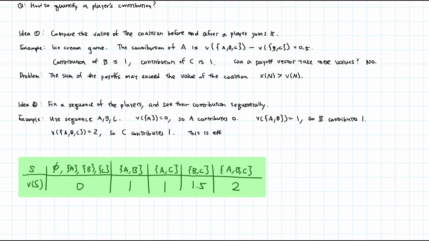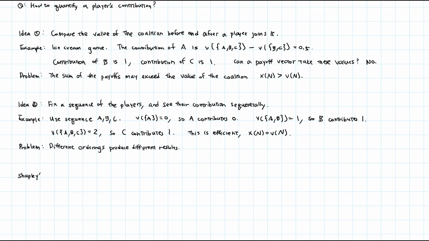We see that this is efficient. The sum total of these contributions is 2, which is equal to the value of the grand coalition. X of N is equal to V of N. But can you see a problem with this approach? The main problem is different orderings of the players will produce different results. There is nothing special about the sequence ABC. We would get different contribution values if we switch to another sequence.